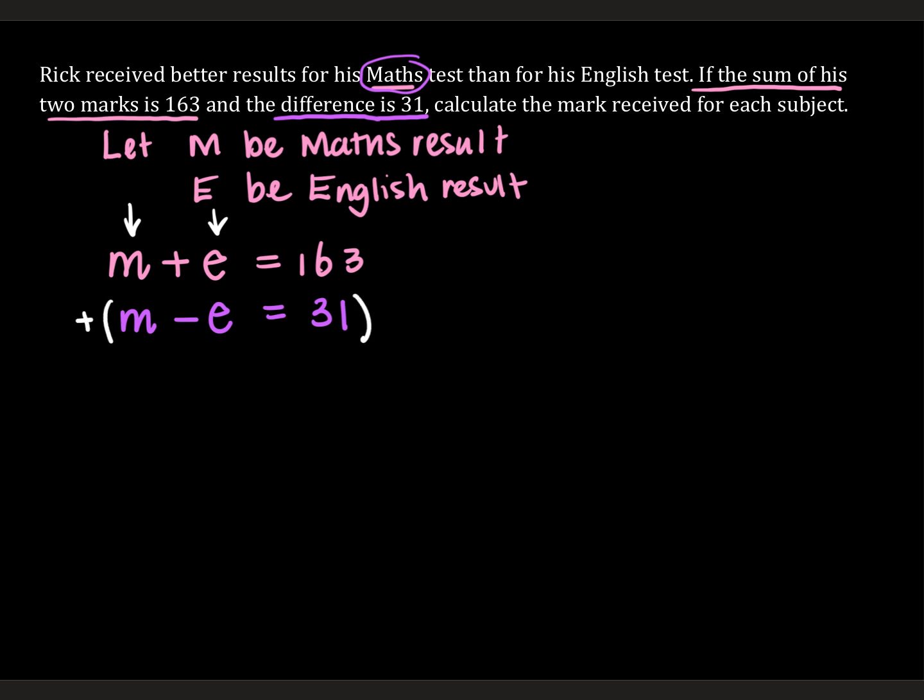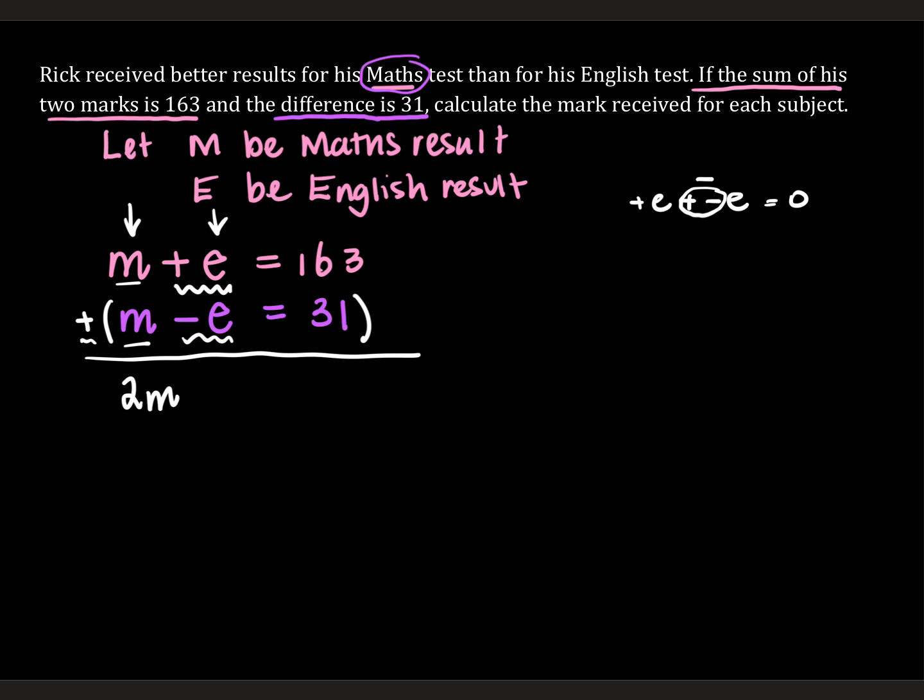So we go like this. m plus m will give me 2m. e, positive e, plus negative e. What will that give me? Well, plus minus together gives me minus. e minus e is 0. I've eliminated my e's, no e's left. Equals 163 plus 31. That's going to give me 194.